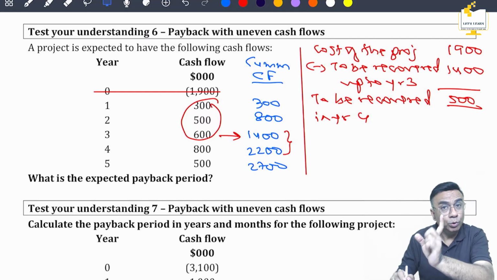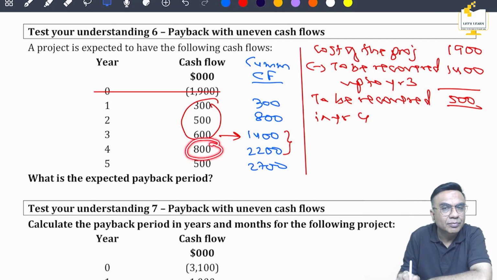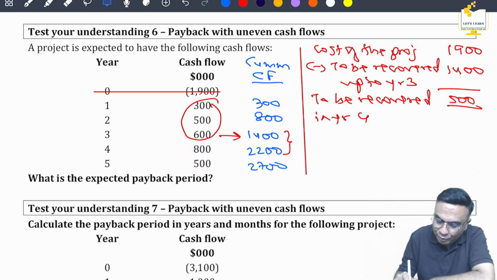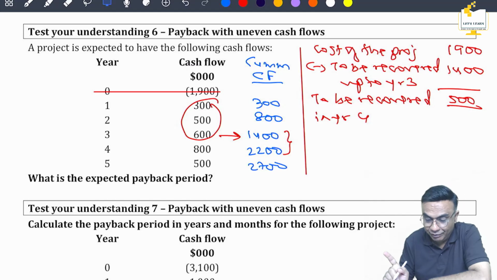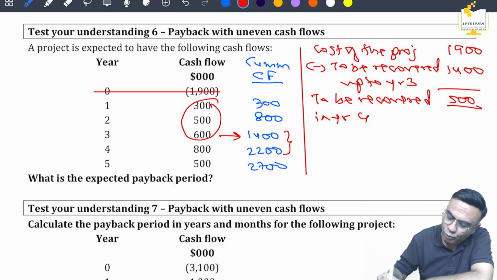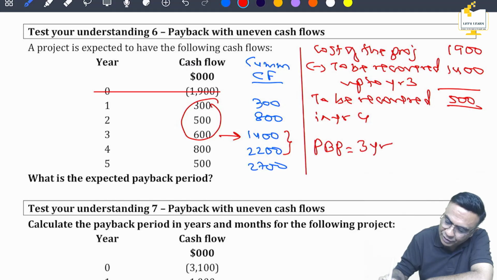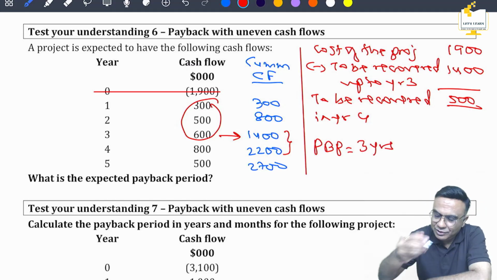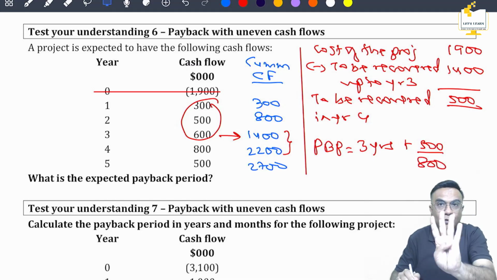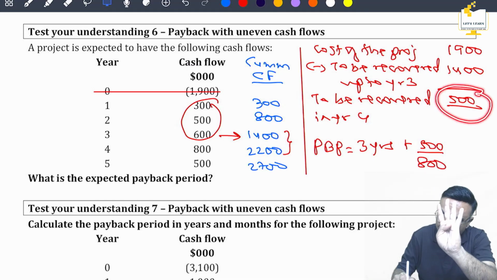Not cumulative, only for year 4 it is 800. This 2200 is cumulative, don't see that amount. What is the 4th year cash flow? It is 800. In the year 4 you have to recover only 500. So what will be your payback period? It is obviously 3 years, plus you need to recover 500 out of 800. In year 4 you want to recover 500 out of 800.